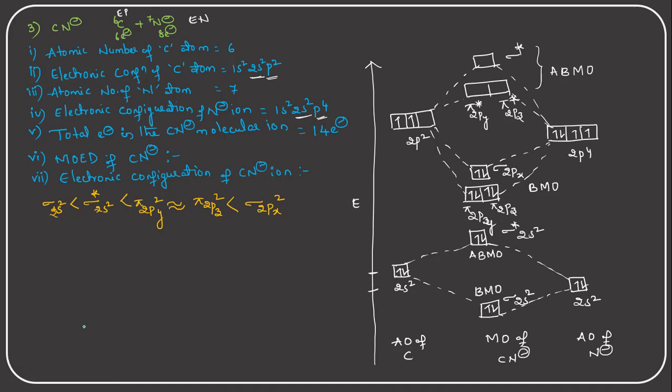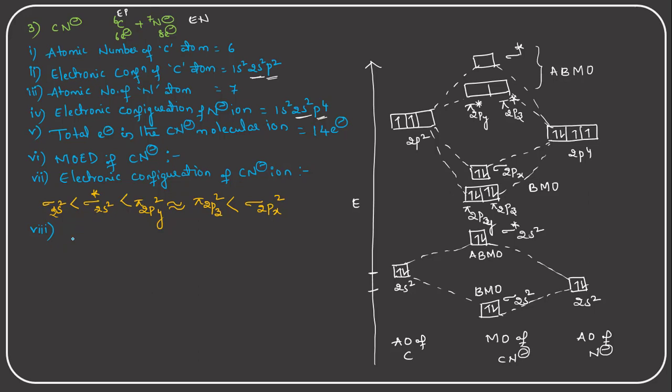Now, the eighth point is, after writing this electronic configuration, if you see here, these are the bonding molecular orbitals, and the anti-bonding molecular orbital also has the 2 electrons. And now, are there any unpaired electrons? No, there are no unpaired electrons, and all are paired electrons only.